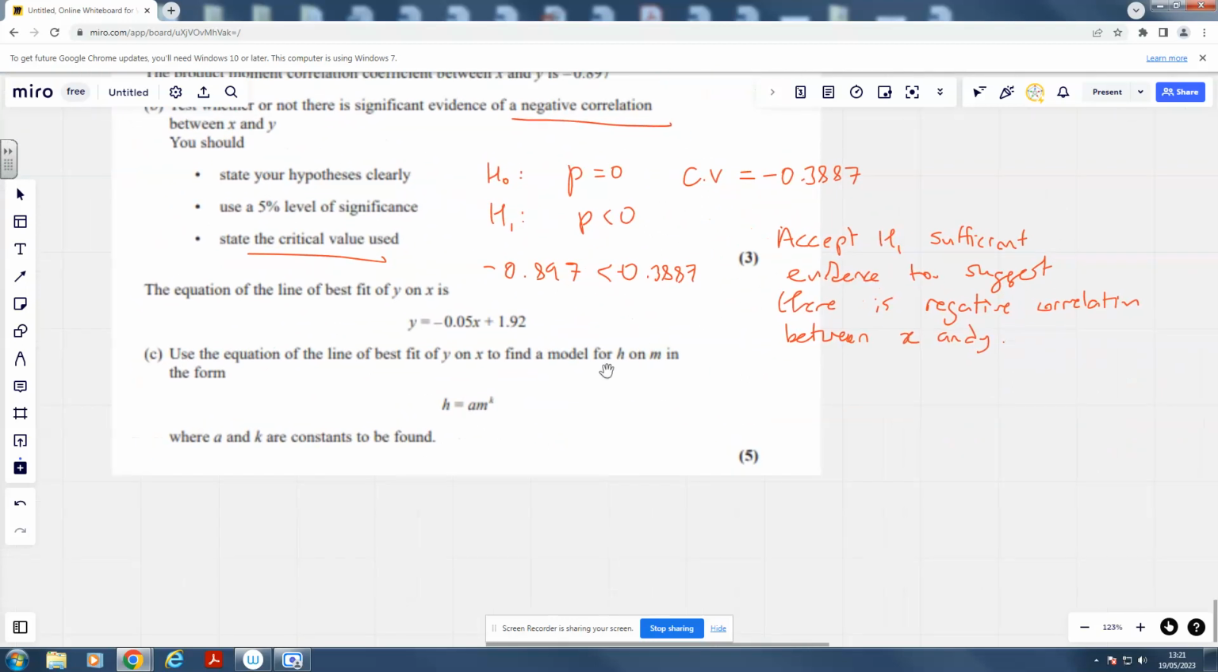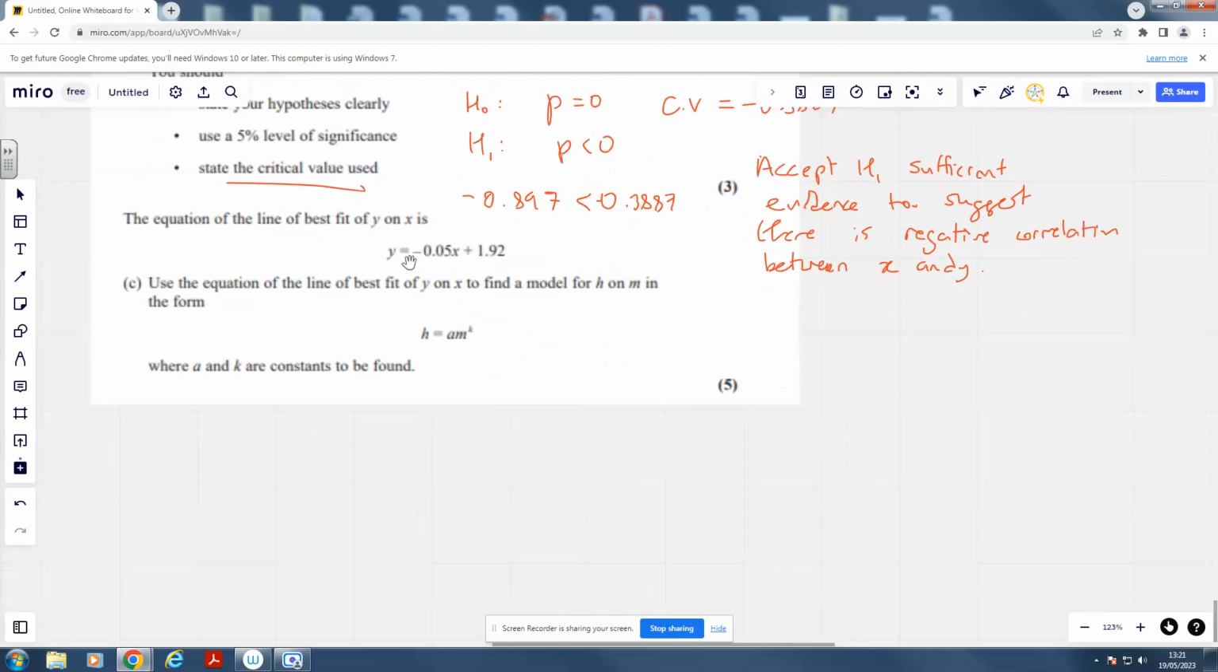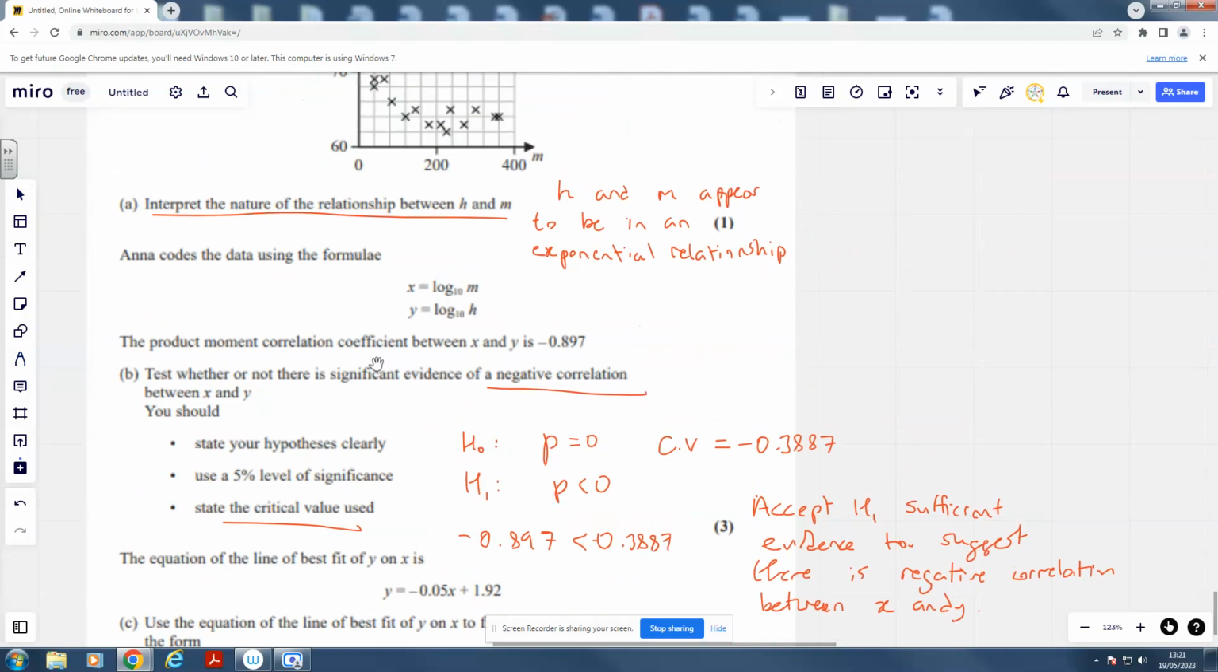That's what we've done. Okay, the equation of the line of best fit is this: Y equals minus 0.05x plus 1.92. And we want to write this in this format. Now, I'm going to do it the same way I did a previous year.